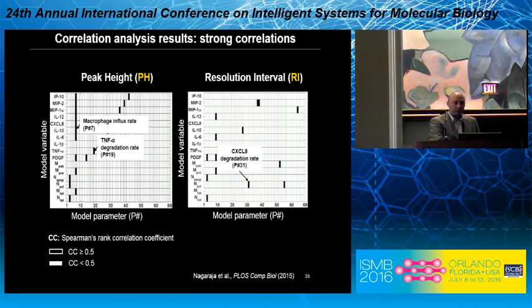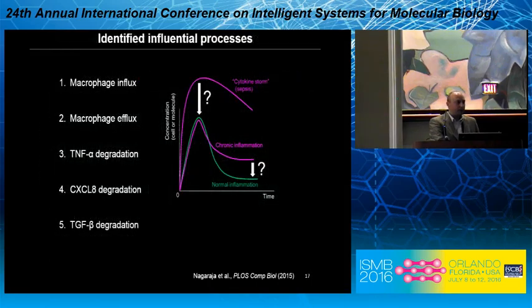After we obtained these results for sensitivity analysis and correlation analysis, we performed some additional filtering. And as a result, we put together a list of 5 processes: macrophage influx, macrophage efflux, TNF-alpha degradation, CXCL8 degradation, and TGF-beta degradation. Our computational strategy predicted that if we modulate these processes, then the inflammation time course will change.